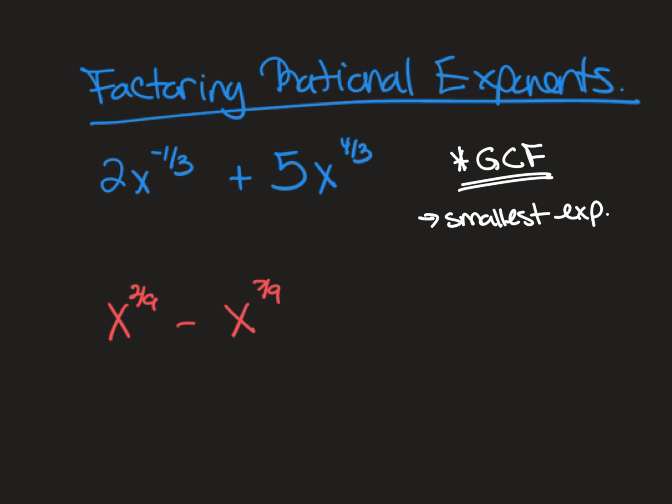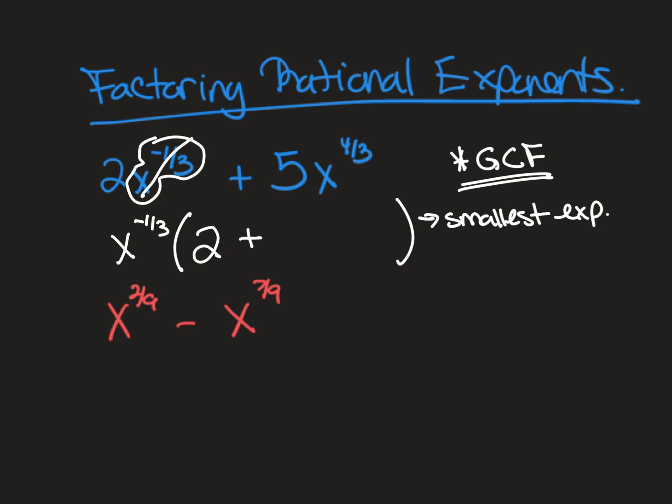So in this problem, the smallest exponent is the x to the negative 1/3. So I'm going to say that that is the GCF. And when you take out a GCF, what you're really doing is dividing it from its original, meaning top exponent minus bottom exponent. So in that case, this would cancel from the first one and I'd be left with just a 2.